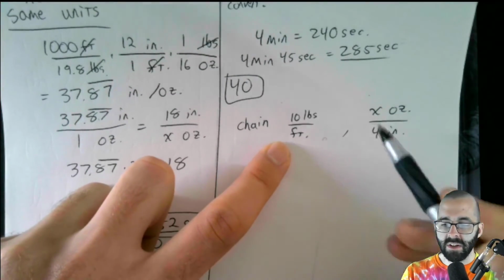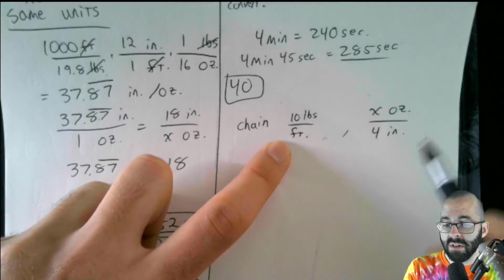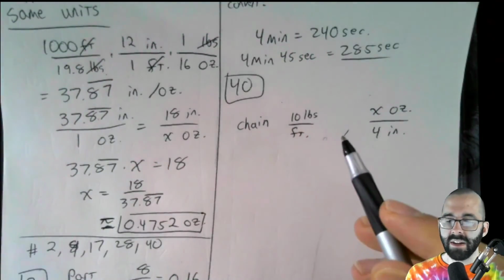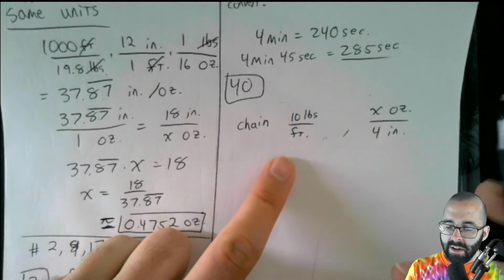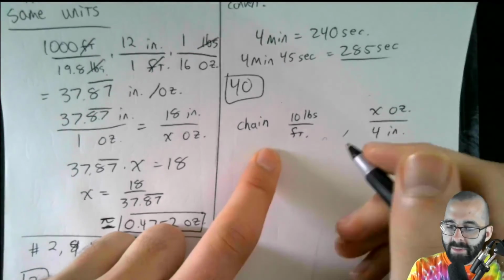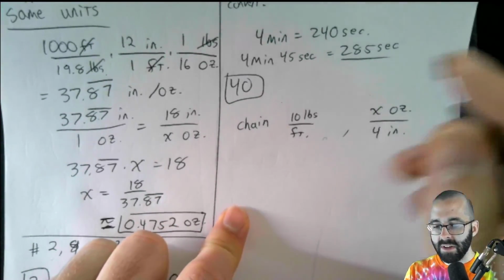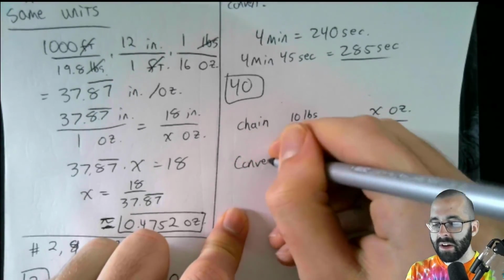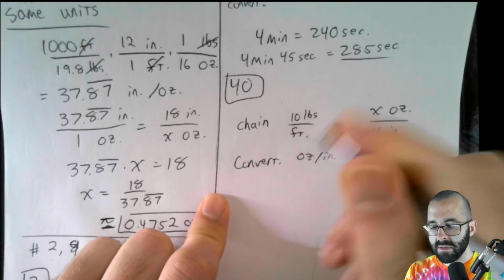A couple of ways that you can do this. You could convert this to a unit rate and then multiply by 4. Or you could do it like we did it in the other one. I'm going to try to be consistent and do it like we did the other one. Let's convert to the same units. All right, we're going to convert to ounces over inches.